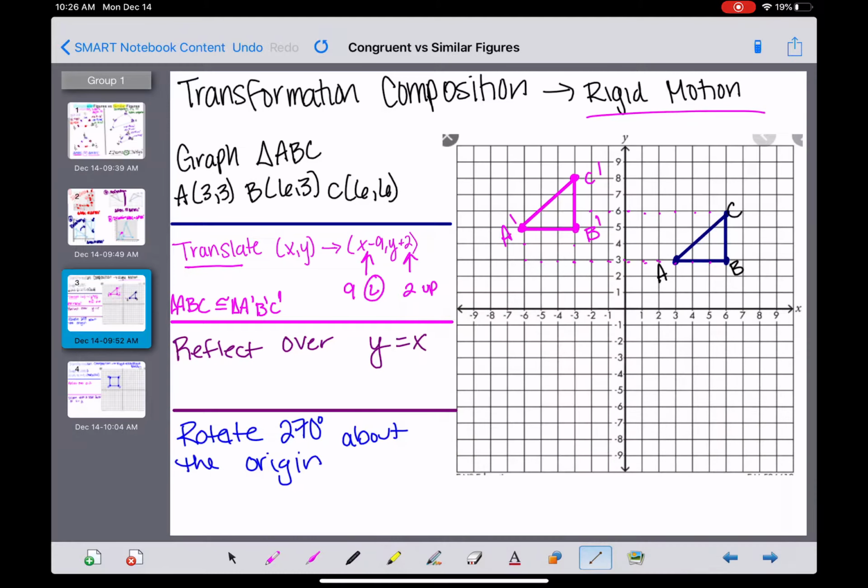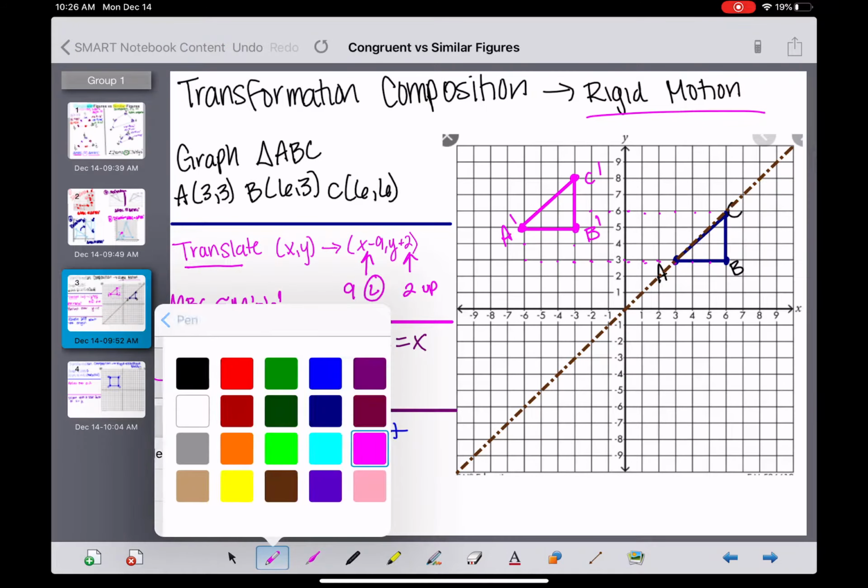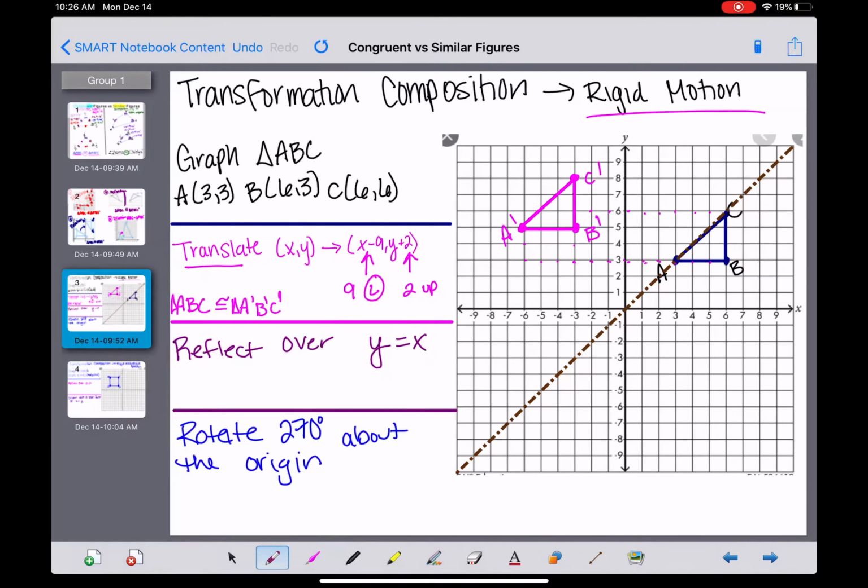So I'm going to draw on here our line y equals x. Now, I showed some of you in class this trick, but I think this makes counting or reflecting over a diagonal a little bit easier. We're going to count how many units down to our line of reflection, and we're going to move that many units to the right to reflect over y equals x.